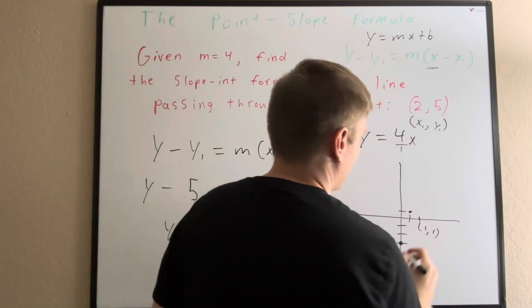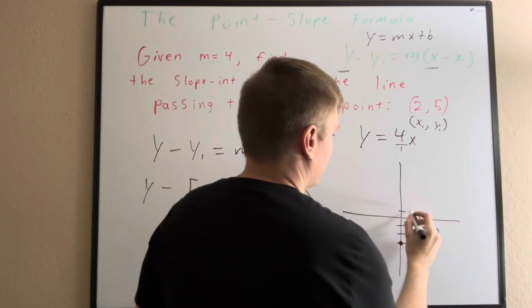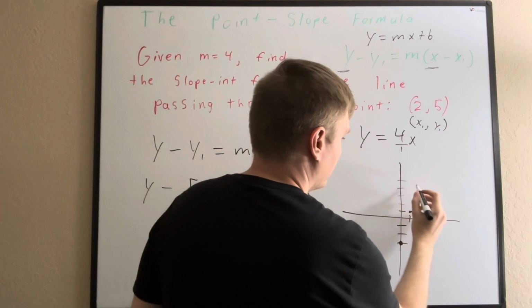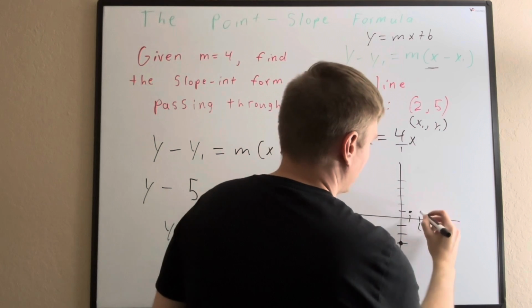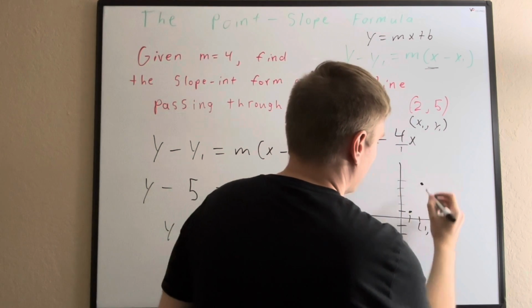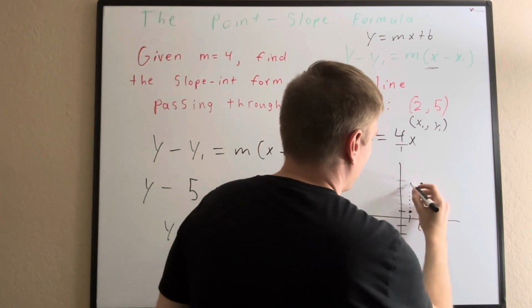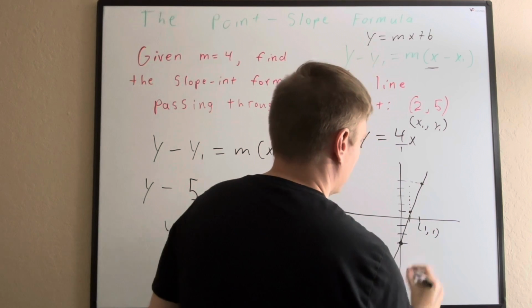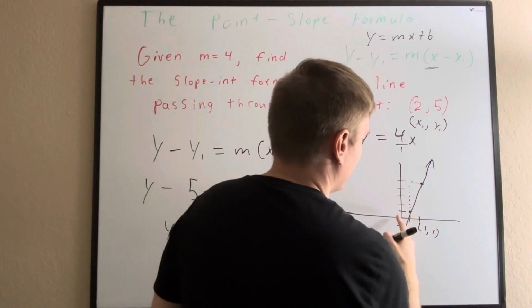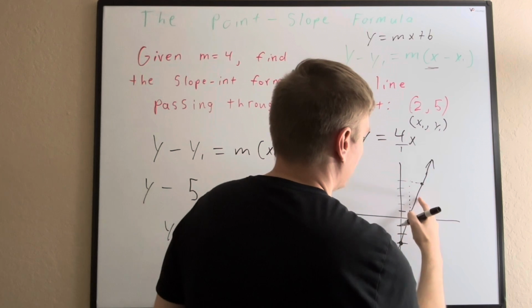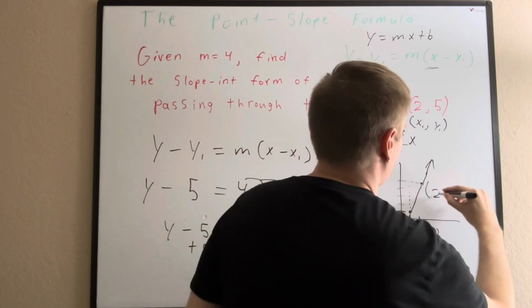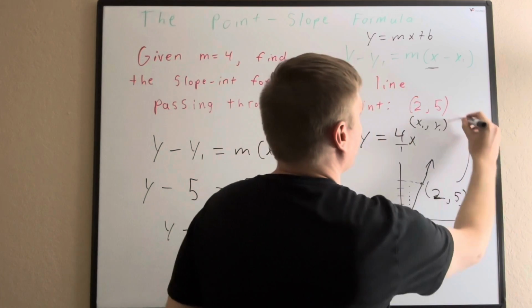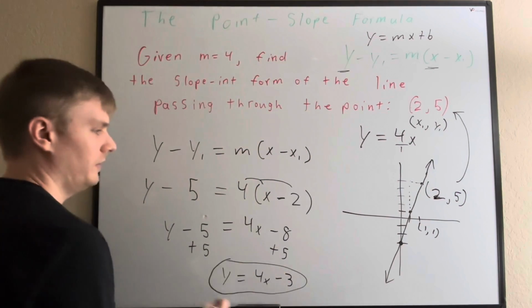Let's go to the next point. We go up 4 again. 1, 2, 3, 4. And over another one, so we're at 2, right? Up 4, over 1. Guess what that point is? 1, 2, 3, 4, 5. 2, 5. Which is the point that we were given originally, so we know that we got the right answer.